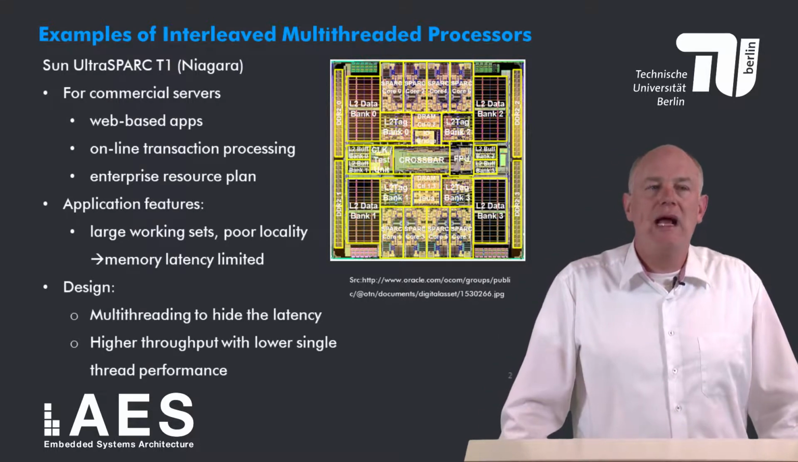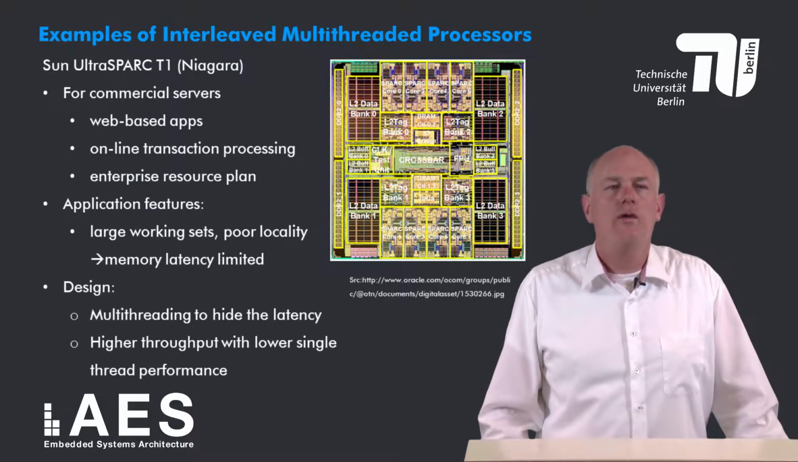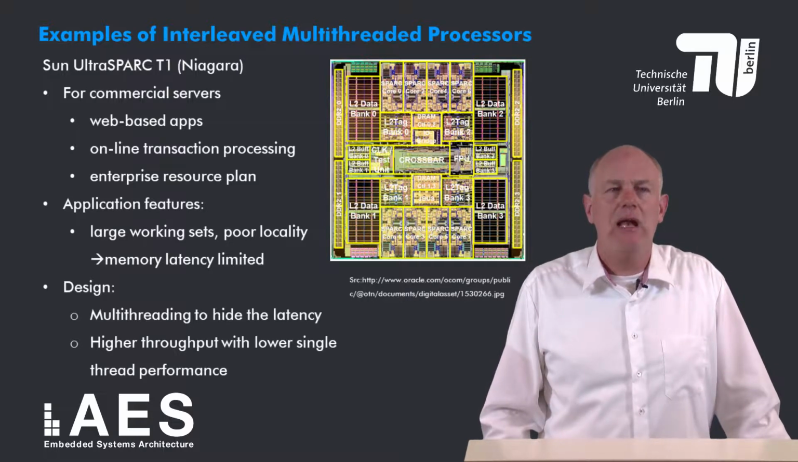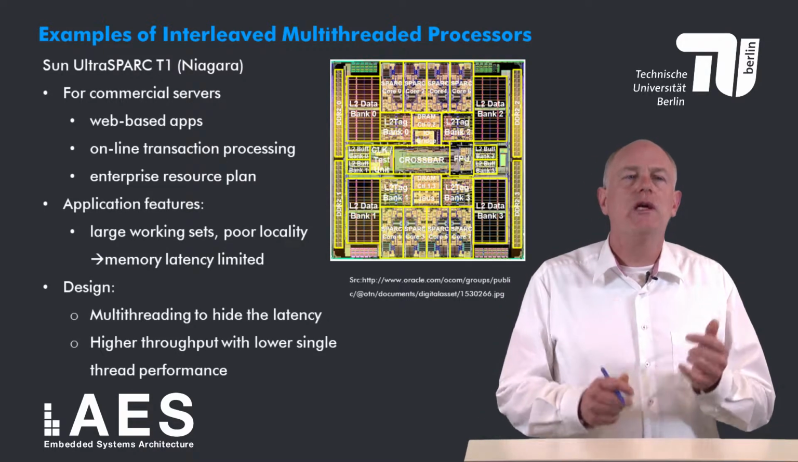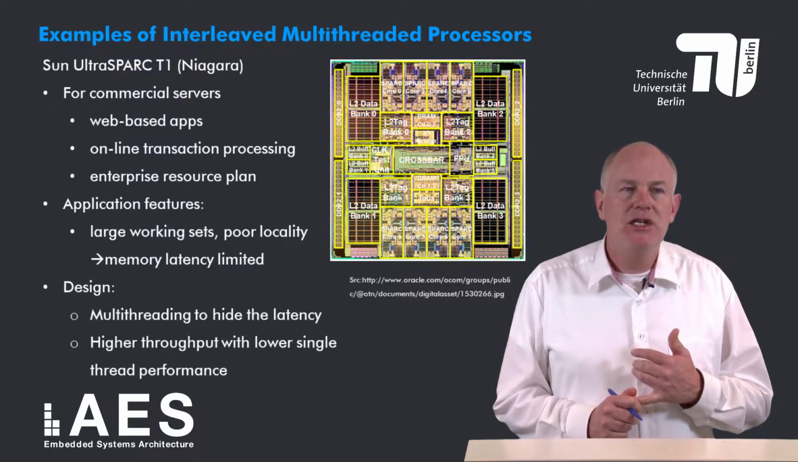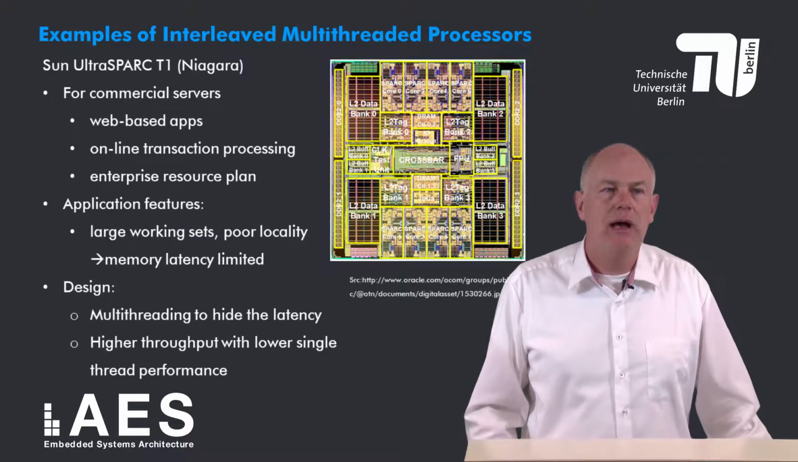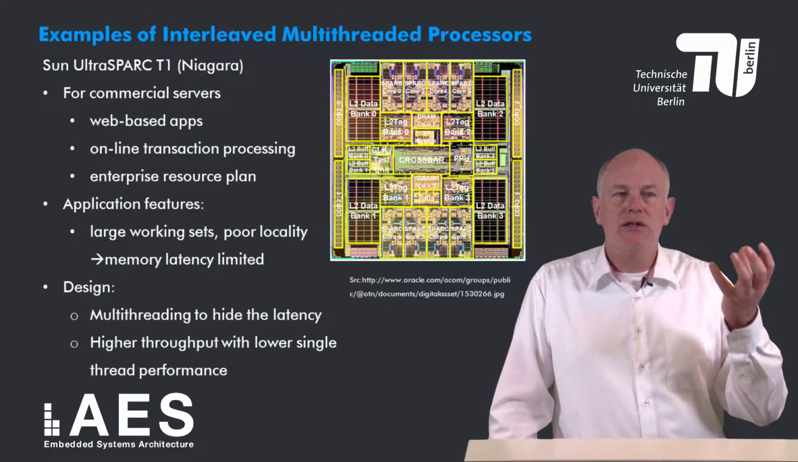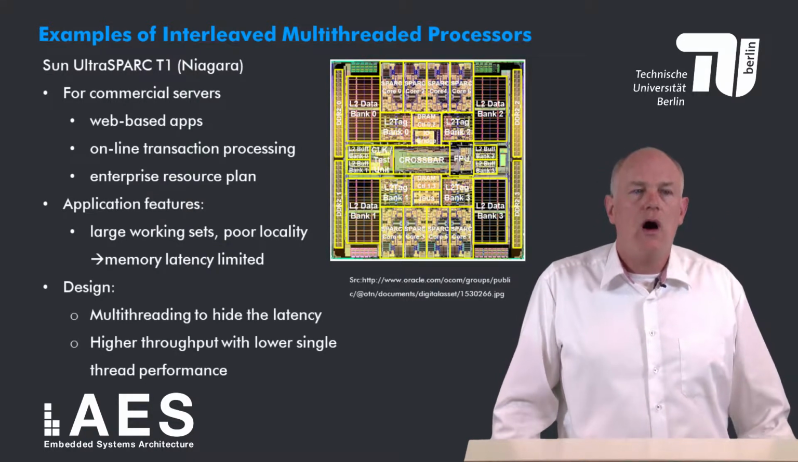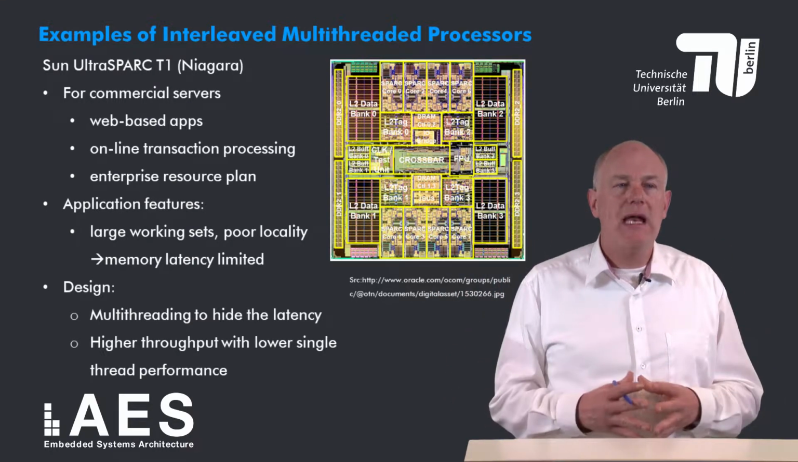A very well-known example is the Sun UltraSPARC T1, which during development was called Niagara. It was targeted at commercial server workloads, for example, web-based applications, online transaction processing, and enterprise resource planning. Features of such commercial workloads are that they have huge working sets and very poor locality.